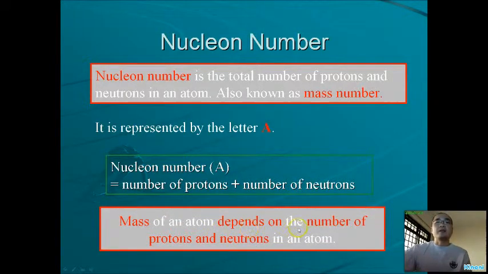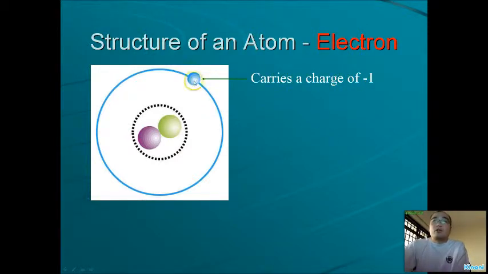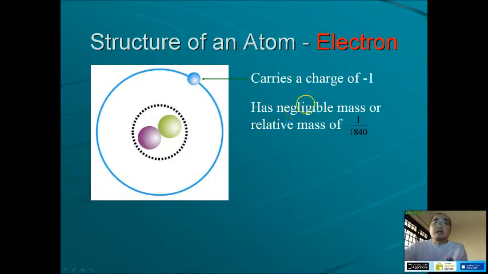And the mass of an atom depends on the number of protons and neutrons in an atom, because these are the only two particles that have mass. The other particle, which is the electron, has a very small mass, which is negligible. So let's look at an electron now. An electron has a charge of -1. Okay, as compared to proton which is +1, electron is -1. It has negligible mass, or a relative mass of 1/1840. This is a very, very small number. So that's why we say that it has a negligible mass.